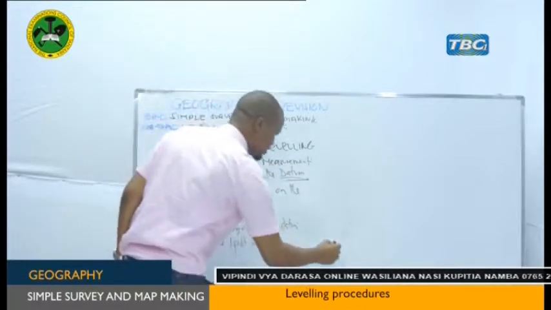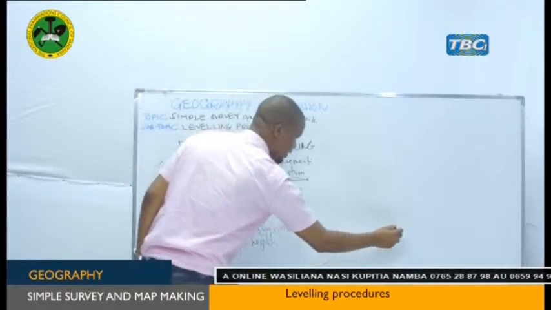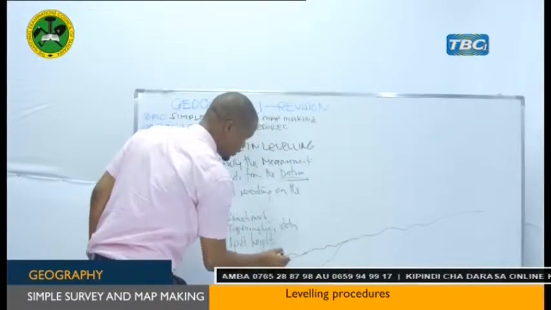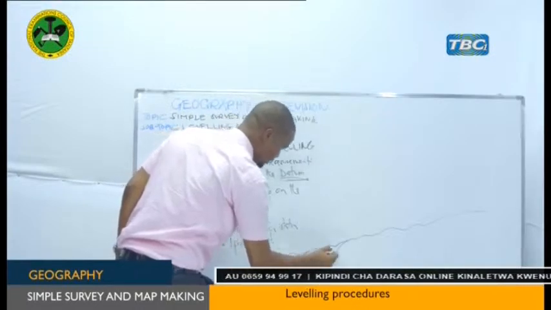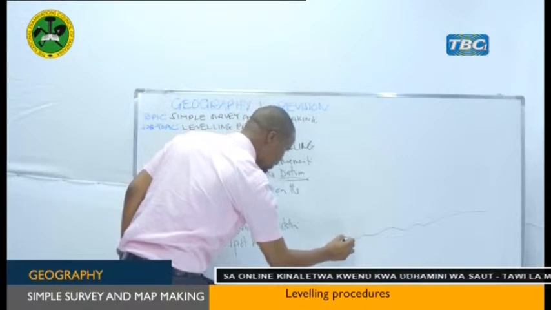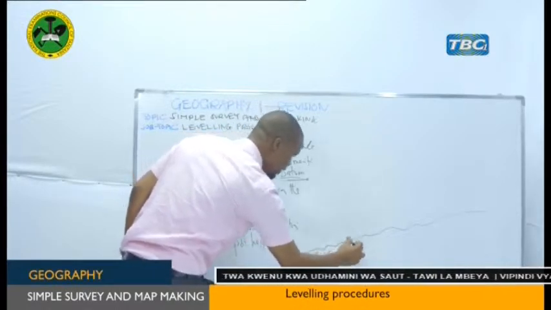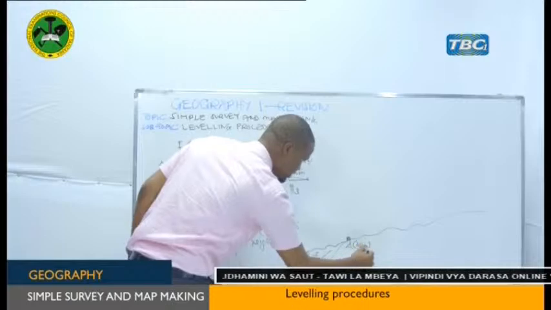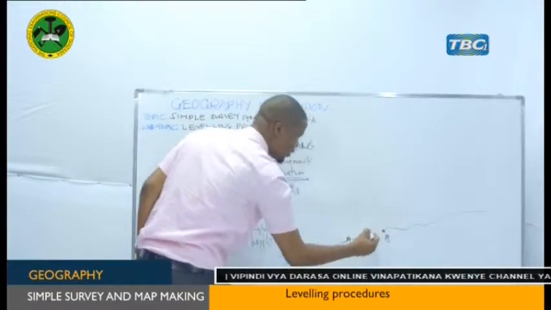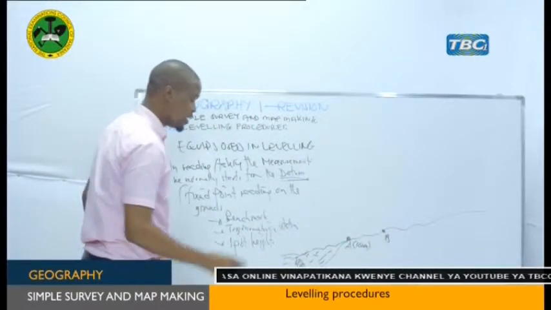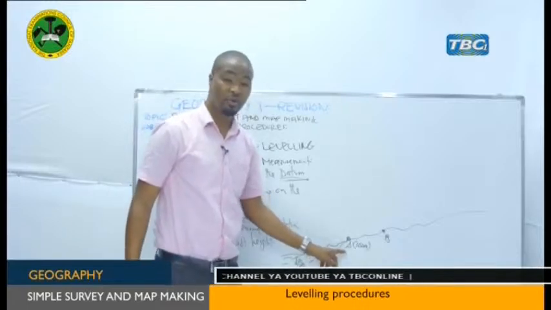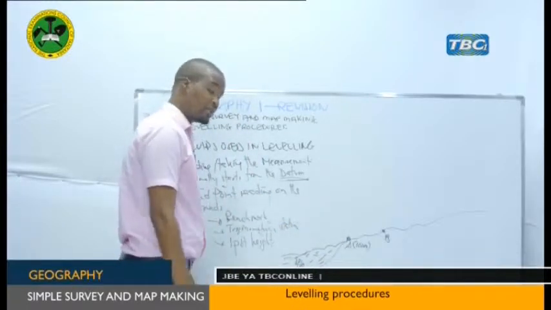Let me explain with an example. Let's assume this is our ground. Then we have the sea over there, as you can see right here. Let's say this point is point A, and it is 100 meters from the mean sea level. Then you want to determine the elevation of point B. It means first you have to determine the datum point. Then point A will be our datum point. Then from there you take your leveling staff.